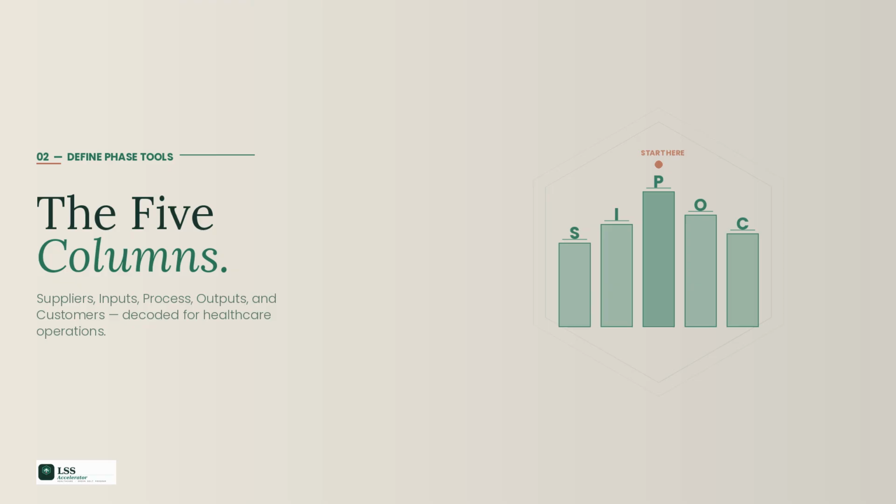Column C. Customers. The final column. Who receives the output of this process? In healthcare, this is where teams often realize they've been thinking too narrowly. The customer is not just the patient. In a process improvement context, customers include everyone who receives and depends on what your process produces. For the referral and intake process: the patient and their family, receiving the care itself; the attending physician, receiving the assessment and care plan; the receiving unit or next care team, receiving the handoff; the insurance payer, receiving documentation for billing; the regulatory body, receiving records for compliance.